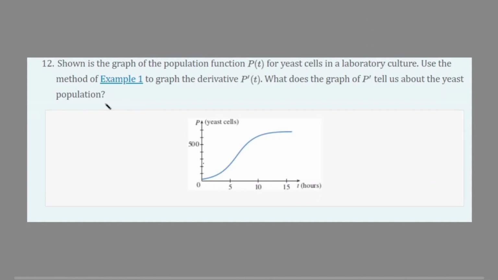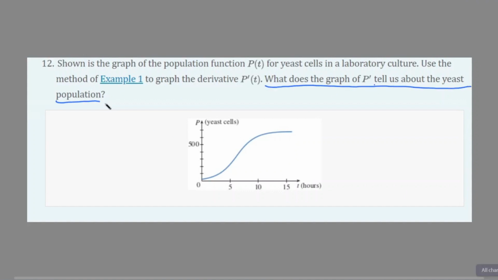Alright, so let's try this question. This question is going to be a good explanation of derivative graphs and how to identify them. Number 12 shows the graph of the population function p of t for yeast cells in a laboratory culture. Use the method of example 1 to graph the derivative p prime of t. What does the graph of p prime tell us about the yeast population? So we can answer this second question right here.